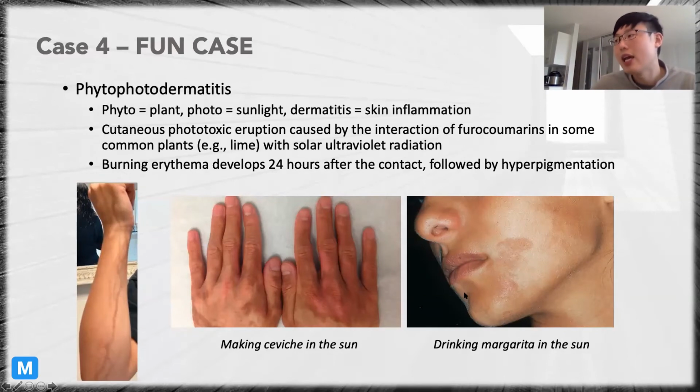And then the last case is a patient drinking margarita in the sun. You can see this is hyperpigmented brown macules and patches over the chin and over the cheek. Basically, this patient was drinking margarita in the sun, and the lime component, or the furocoumarin, came into contact with the skin, and under the UV light, it can cause burning, erythema, and then ultimately pigmentation to the skin. Okay, so this concludes the last case, and also concludes our presentation.